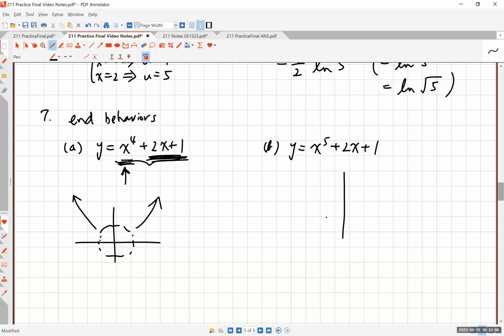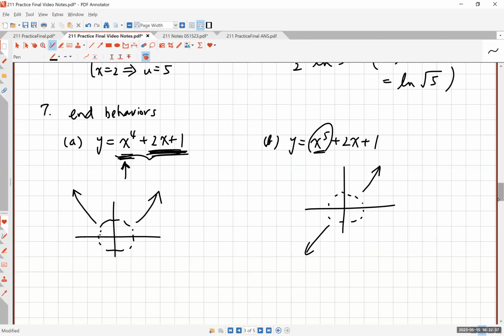For this one here, part B, again, something happens around the origin, around small x values. You may have ups and downs here, but eventually, as x approaches positive infinity, this thing will approach positive infinity, and therefore y goes to positive infinity. But the difference here is as x approaches negative infinity, this will approach negative infinity. So that's going to be this way. And that's all we mean by the end behavior of each function. So that's what you just have to write.